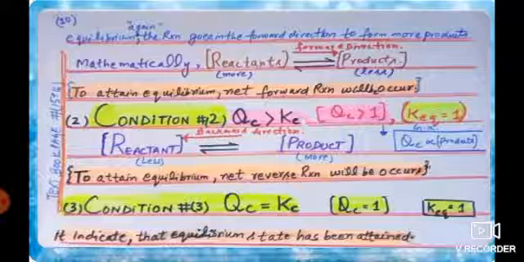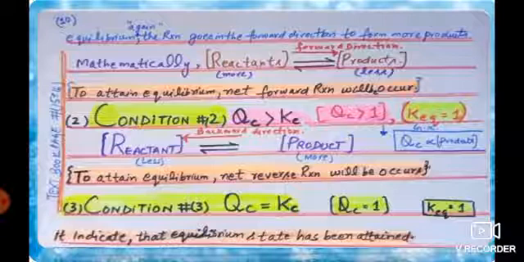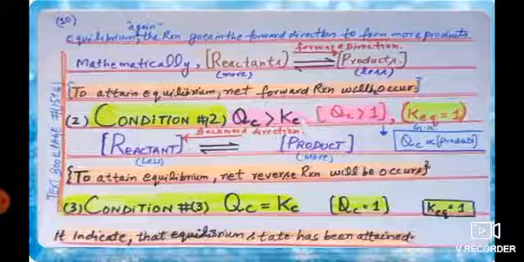Now condition number 2, that if the QC value is greater than Kc, now the opposite is the case. So in this case, when we put the value of Kc, the equilibrium concentration, which suppose we have taken as 1, QC is greater than 1. It means the value of the QC, which has a direct relation with the product concentration, will be greater than 1, suppose 1.5 or 2, 3, 4, maybe any value. And so it shows that the product concentration is greater here.